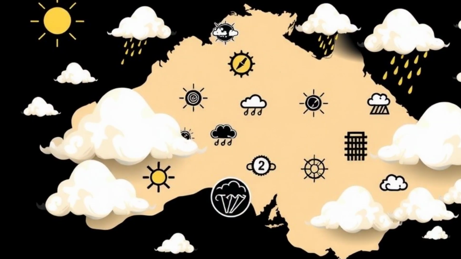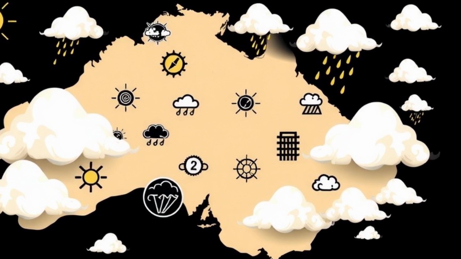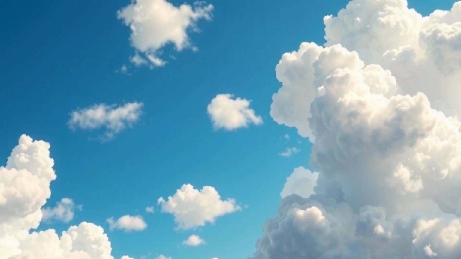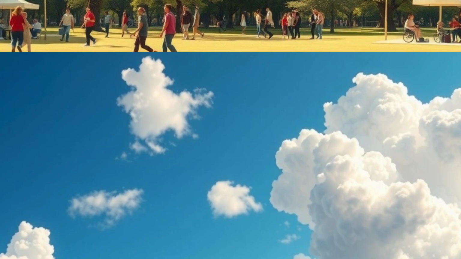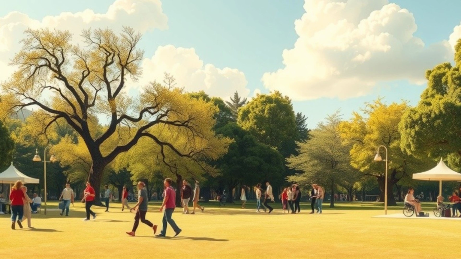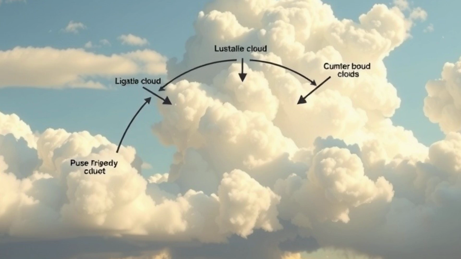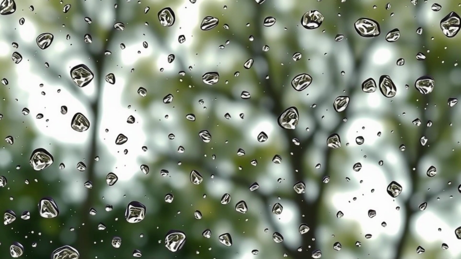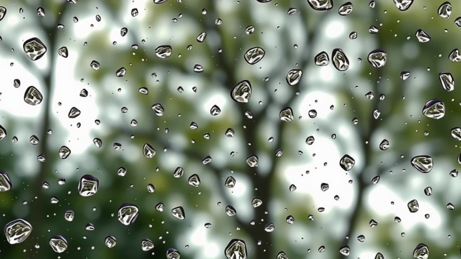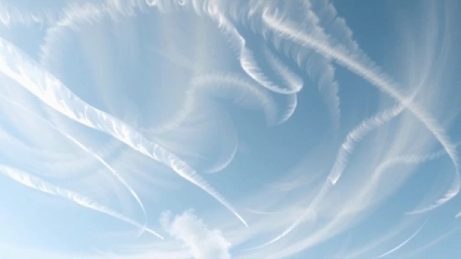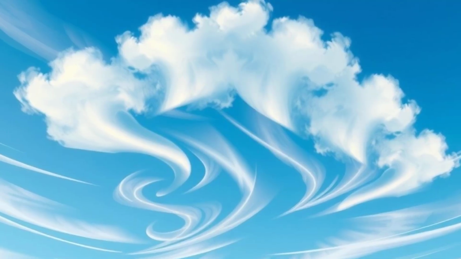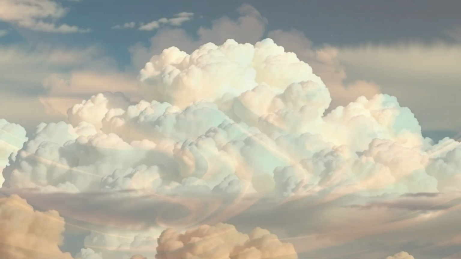Clouds come in all shapes and sizes, and they can tell us a lot about the weather. For example, cumulus clouds are the puffy, cotton-like clouds you usually see on sunny days. These form when warm air rises and cools quickly. On the other hand, stratus clouds are flat, low-lying clouds that bring overcast skies and can even lead to light rain. Then we have cirrus clouds, which are high up in the atmosphere, made of ice crystals, and usually signal that weather is about to change.